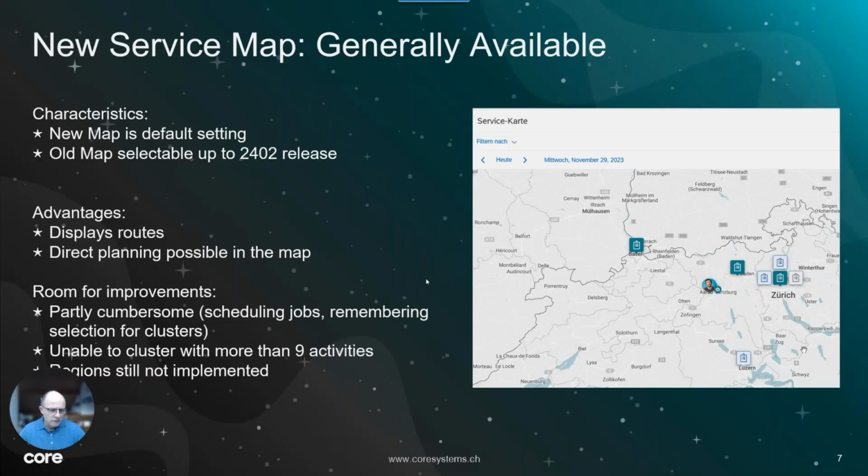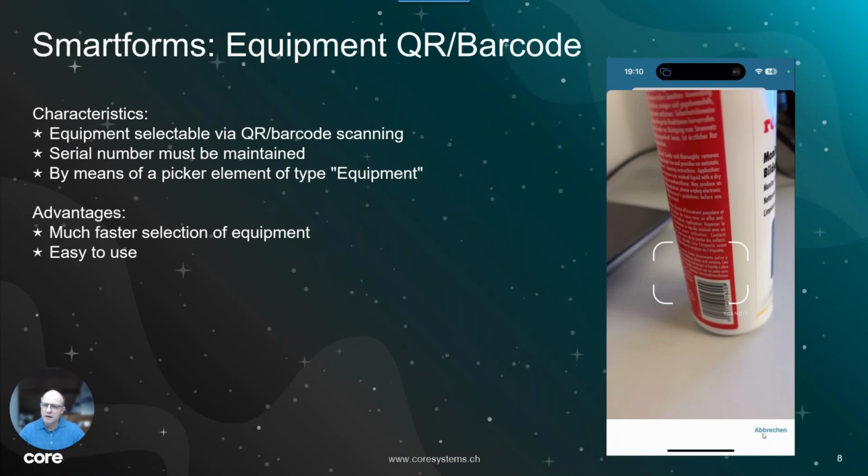Now let's go back to the next option here, and that is something about smart forms. In smart forms or checklists, you can now have an equipment picker, and you can pick an equipment using a QR code or a barcode. Both of them will work. The idea is that you can select it just using the camera, which will be much faster than typing it in. Certainly the serial number must be maintained, and you can use a so-called picker element in the smart form of type equipment.